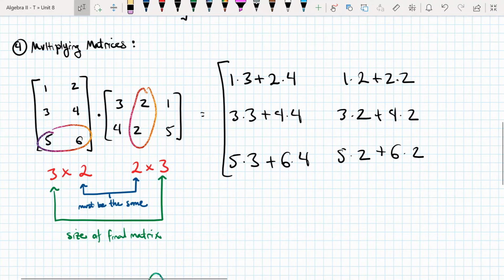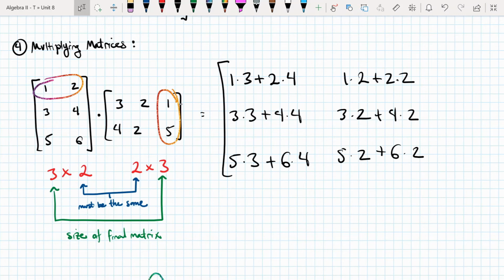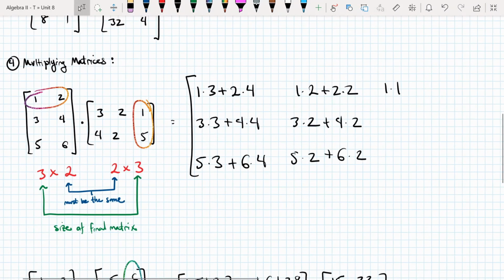Okay, and we're just left with the last column. So it's going to be 1 and 2 and 1 and 5. So 1 times 1 plus 2 times 5.